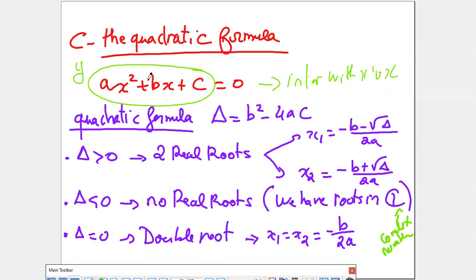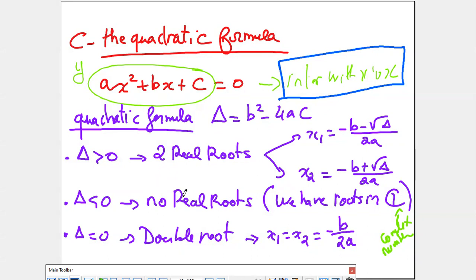If I have ax squared plus bx plus c, to find the intersection with the x-axis, I need to use the quadratic formula delta. It's b squared minus 4ac. Now, when delta is positive, it means I have two roots. It means the parabola cuts the x-axis in 2 points. What are those 2 points? Minus b minus radical delta over 2a, and minus b plus radical delta over 2a.